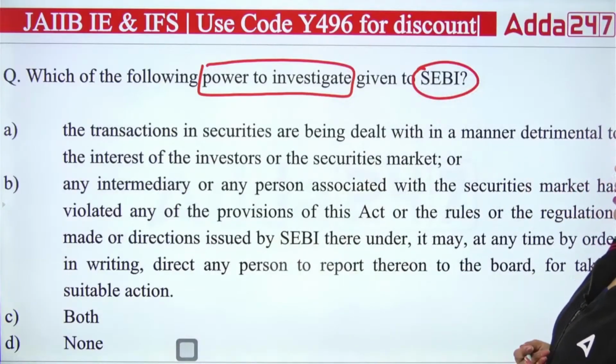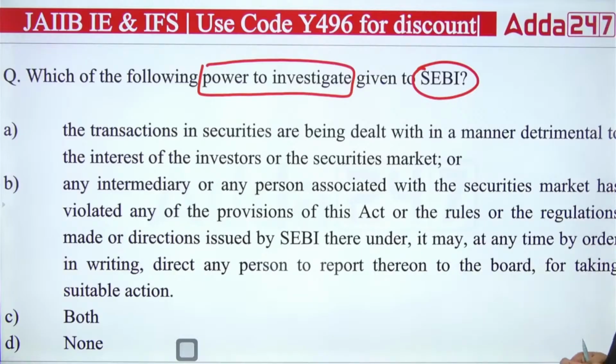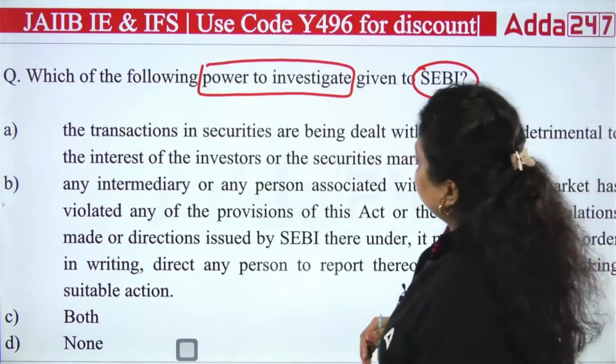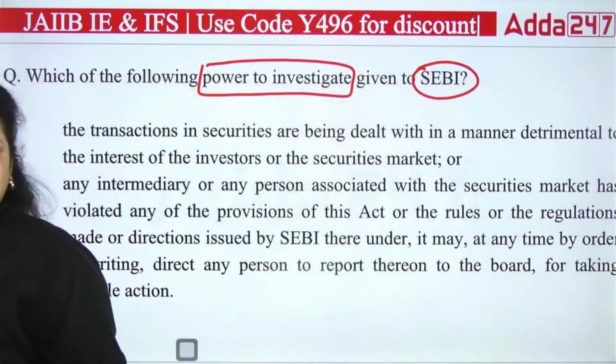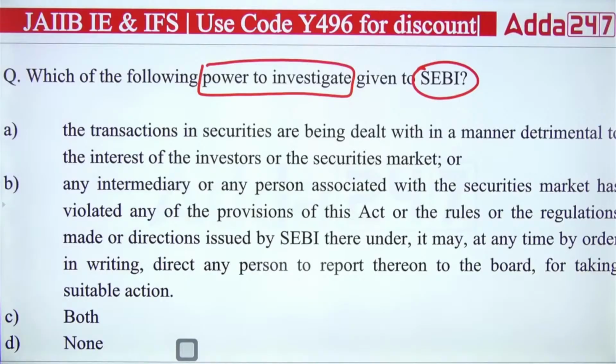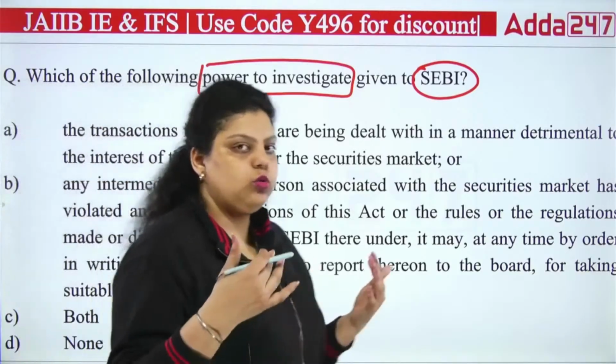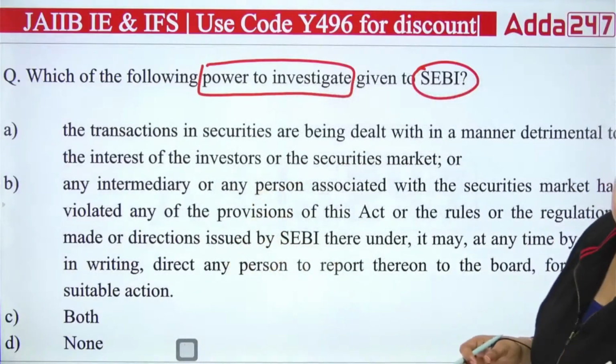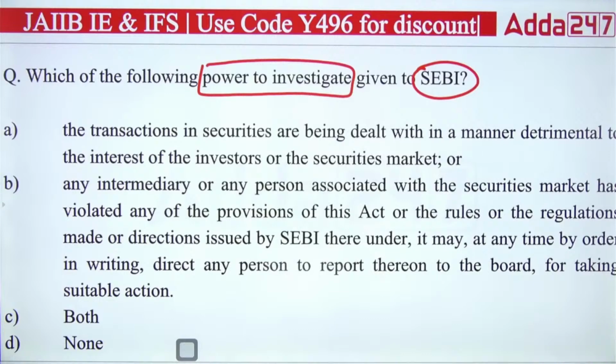Okay, the first option: the transactions in securities are being dealt with in a manner detrimental to the interest of the investor or the security market. Second, any intermediary or any person associated with the security market has violated any of the provisions of this act or the rules or the regulations made or direction issued by SEBI thereunder, it may at any time by order in writing direct any person to report thereon to the board for taking suitable action. Third is saying both and fourth is saying none. And you have to answer which of the following powers have been given to SEBI to investigate. Because SEBI is the regulatory body of the investment market, it has the authority to regulate, to inspect, to do the audit, etc. So let me know which of the following is correct.